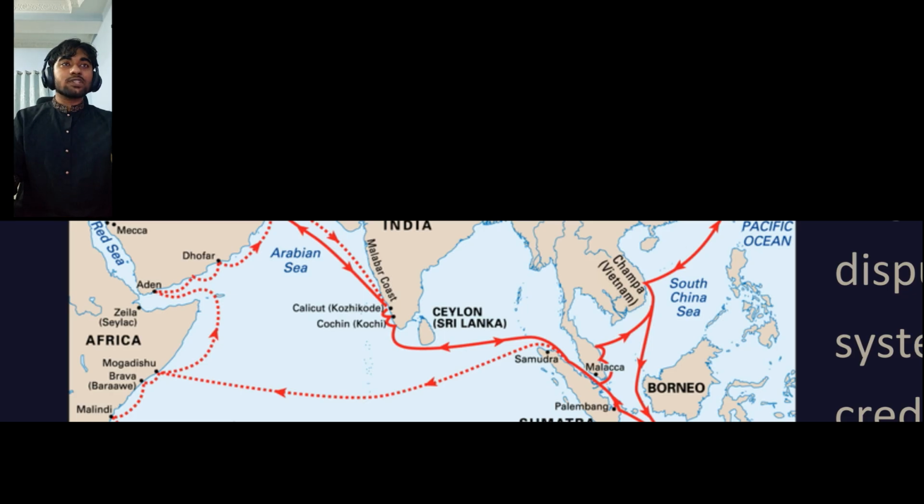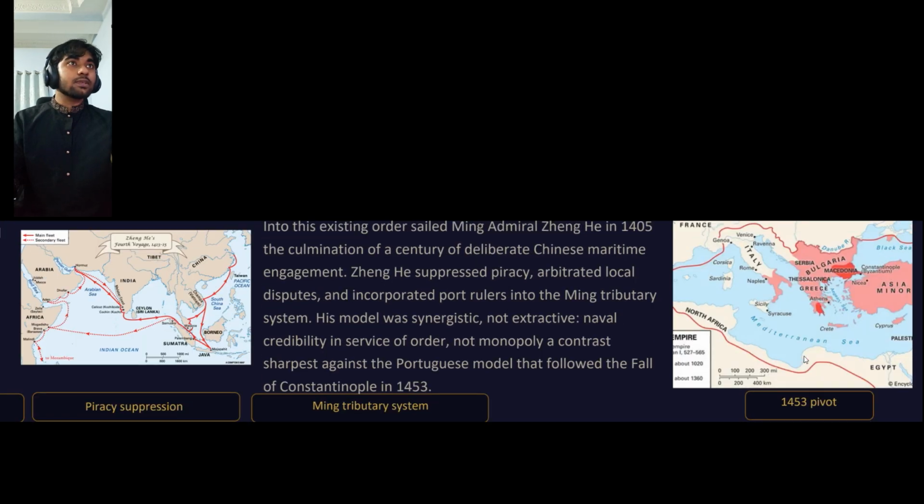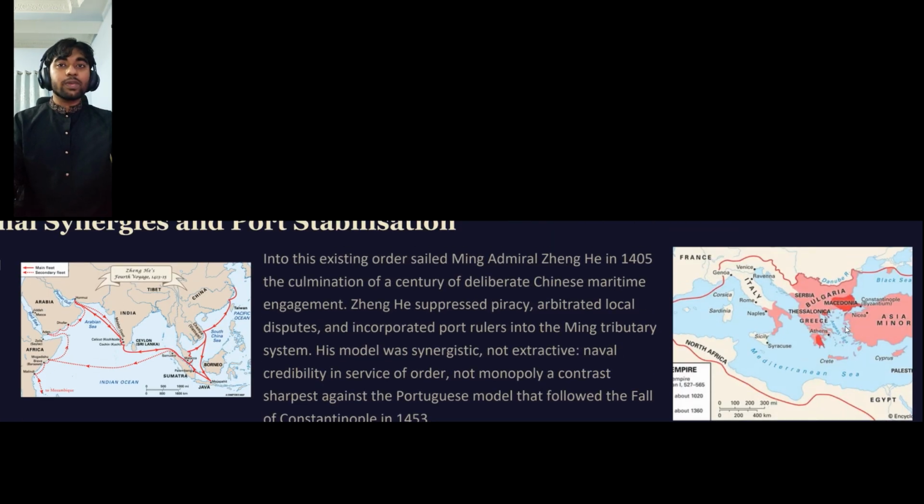This is a sharp contrast with the Portuguese after Vasco da Gama's arrival. Following the fall of Constantinople in 1415, the Ottomans had control of the trade routes, so it forced the Europeans to search for maritime routes to the Asian market, and the Portuguese entered the Asian market after Ming China had already withdrawn.